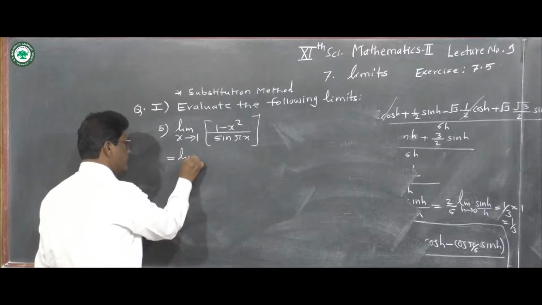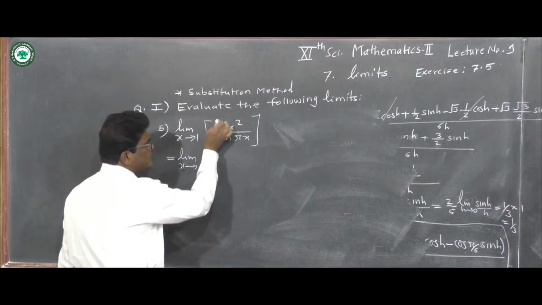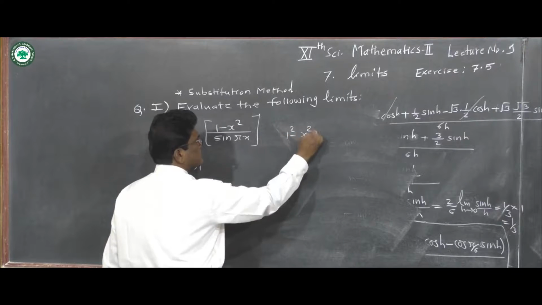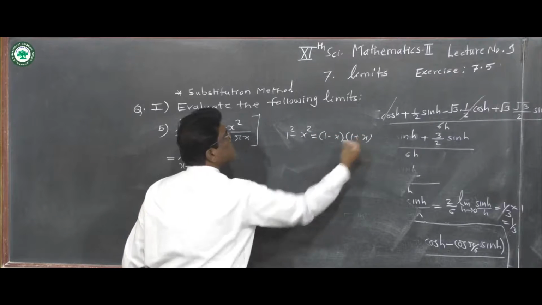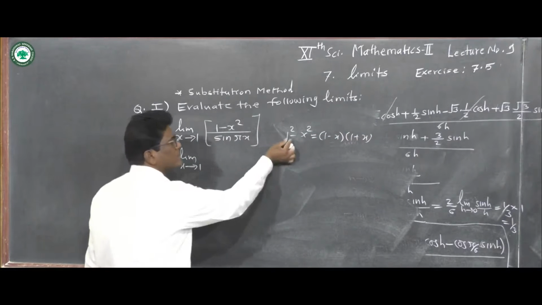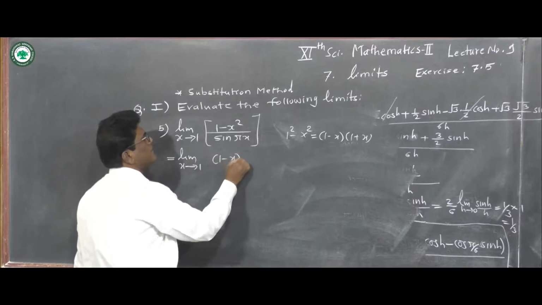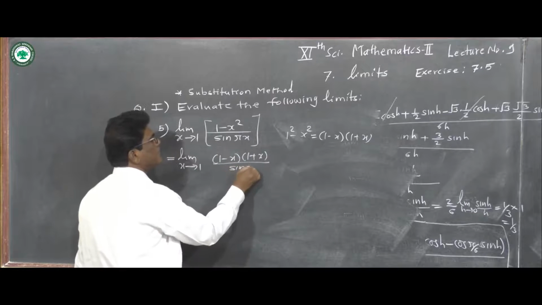This is equal to limit as x tends to 1. Now here 1 means 1 squared, so 1 squared minus x squared. The factors of this are (1 minus x) into (1 plus x), using the formula a squared minus b squared. So it is (1 minus x) into (1 plus x) divided by sine of pi x.